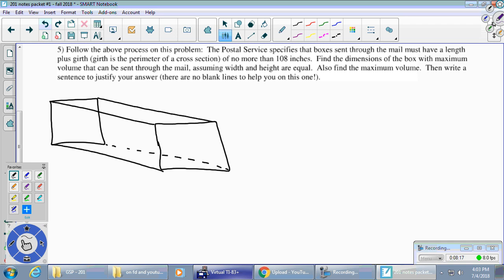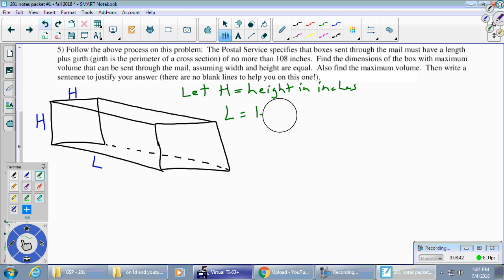Okay, so it says that the width and the height are equal, so I guess we can call this one h for height, and we might as well call this one h for width, but they're equal. And then I think an L for length looks good. We'll define our variables. Let h equal the height in inches, and then L equals length in inches.